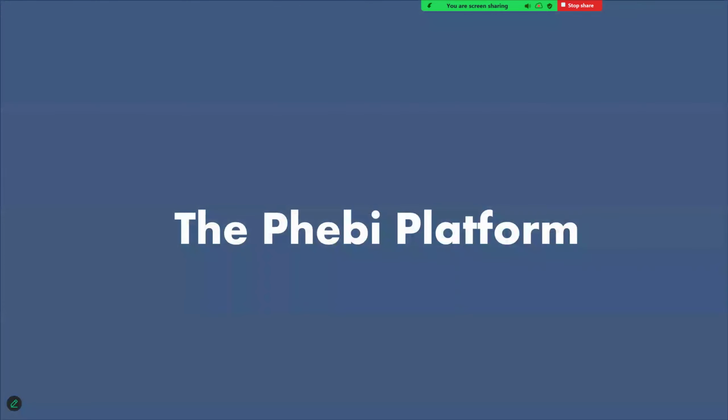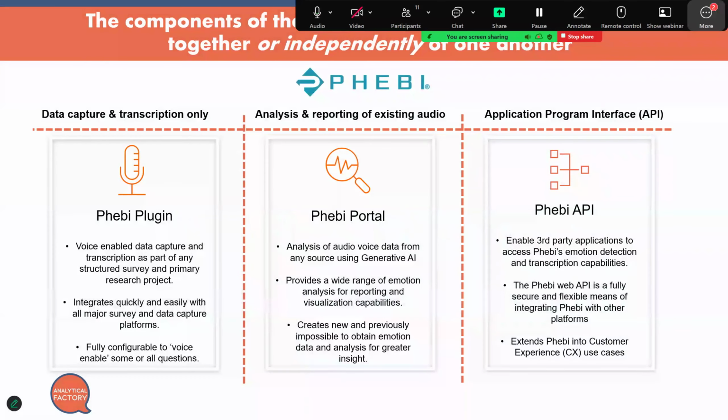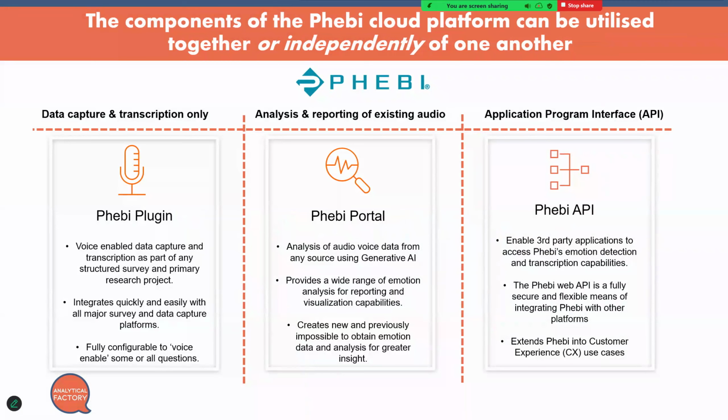So in summary, the Phoebe platform consists of the plugin, which allows us to capture the data by voice-enabling a web survey. We have the portal, which allows us to directly upload data and perform analysis on it. And we have the API platform, which allows us to plug into existing capture systems or any audio or video systems that people might have, in order to ingest that data directly into the Phoebe portal platform and perform further analysis within that.